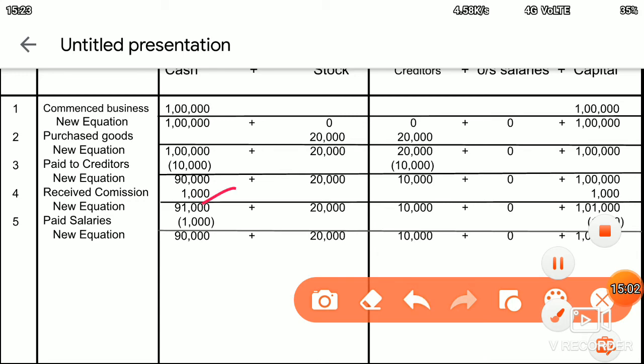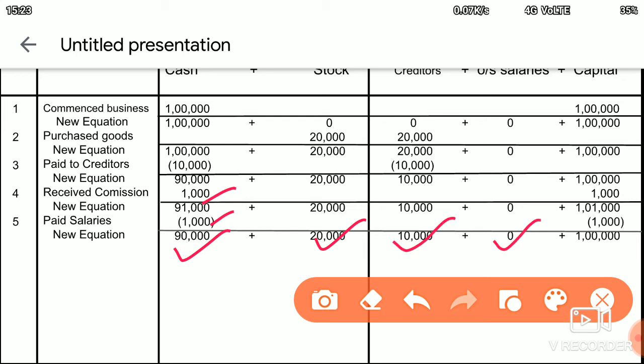cash was 91,000, it has decreased by 1000, so the balance is 90,000. Stock remains unchanged, 20,000. Creditors not changed, 10,000. Outstanding salary is not affected, so it is 0. Capital, before it was 1 lakh 1000, so it was an expense of 1000, so the balance comes to, after the deduction, 1 lakh rupees is the balance of capital.